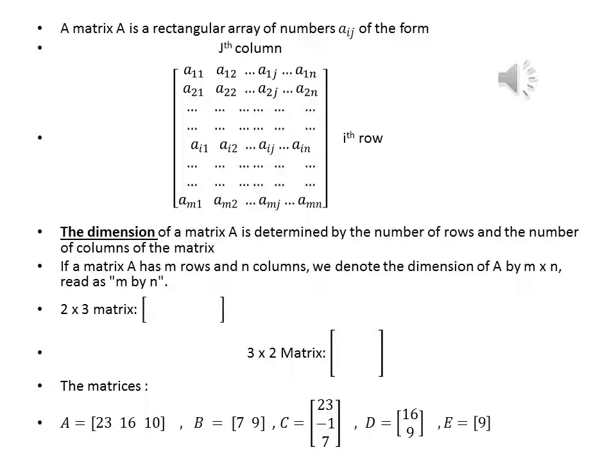So first the number of rows, second the number of columns, is the dimension of any matrix. We have to know the dimension, because if I know the dimension well, I can solve the problem we see afterwards.